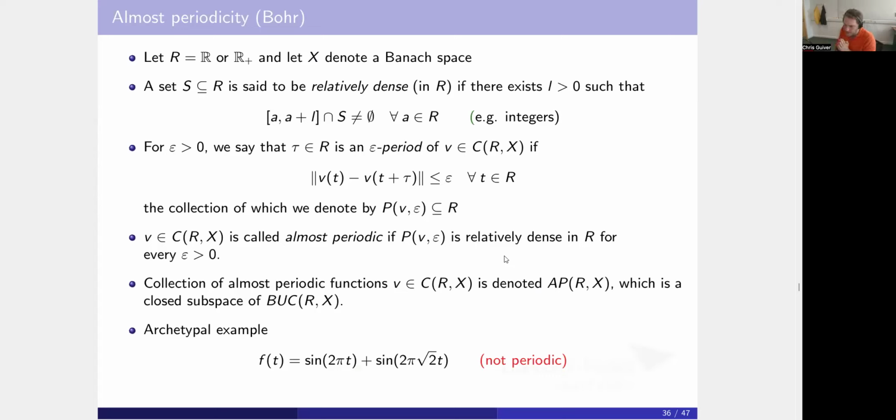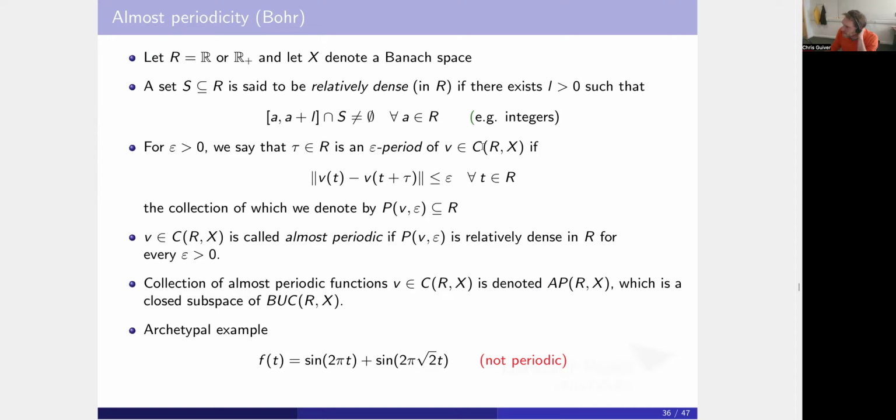Okay, so I just mentioned a little bit about almost periodicity. Capital R is either the reals or the non-negative reals. There's no restriction, particularly, in working with just the general Banach space. A set S is said to be relatively dense in R if you can find L such that all intervals of length L, for all a, intersected with S are non-empty. So for example, the integers are relatively dense in the reals.